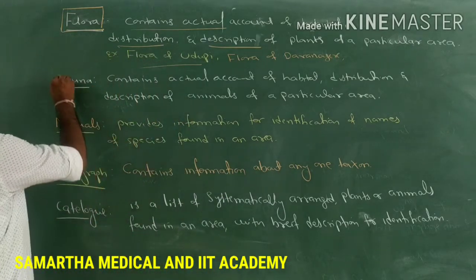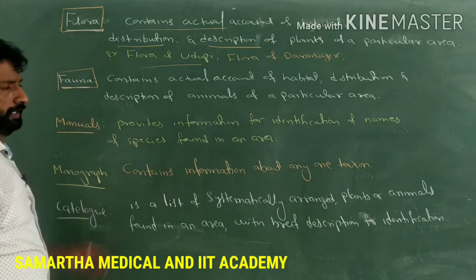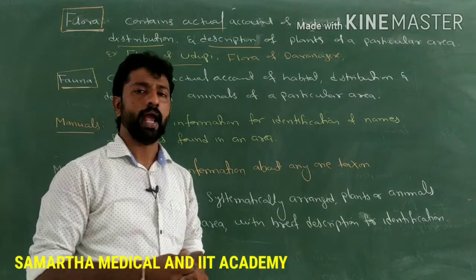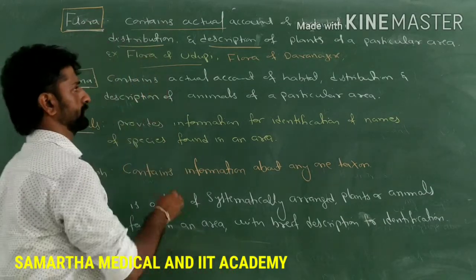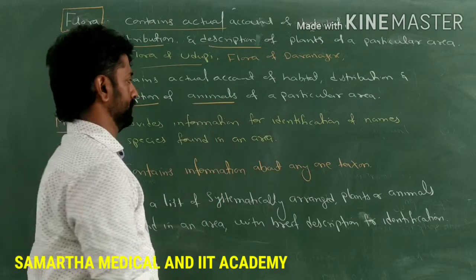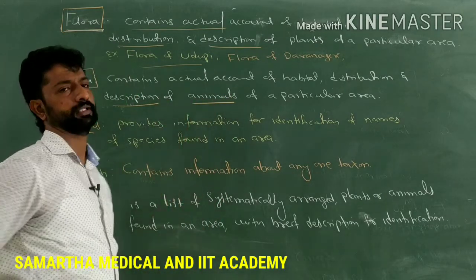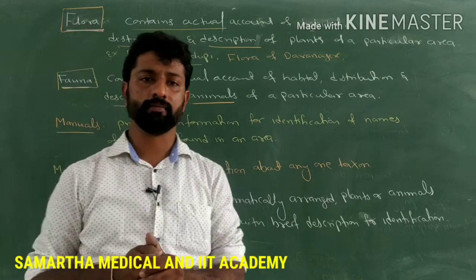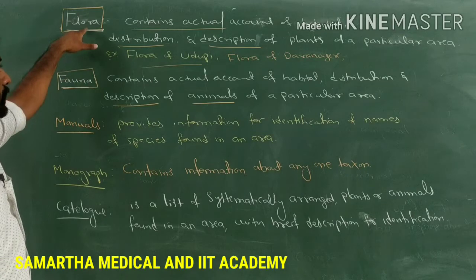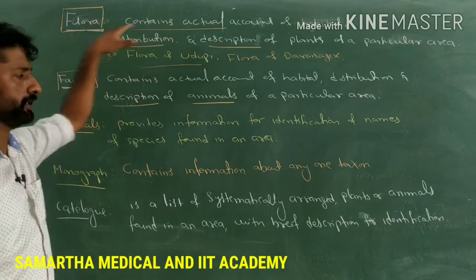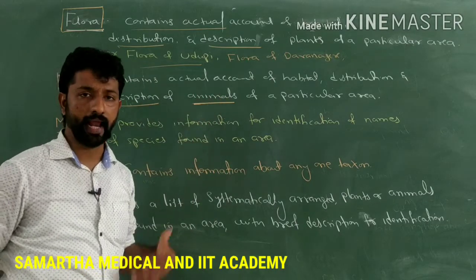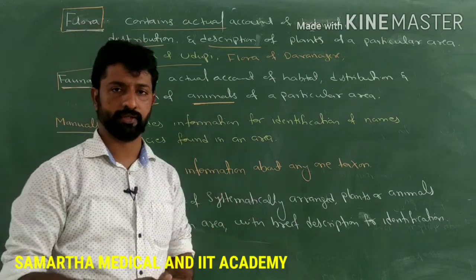Similarly, the fauna is also the same thing. It contains the account of habitat as well as the description and distribution of animals in a particular geographical area. Flora and fauna are similar, but flora contains the information regarding plants and fauna contains the information regarding animals, regarding their habitat, distribution and description.